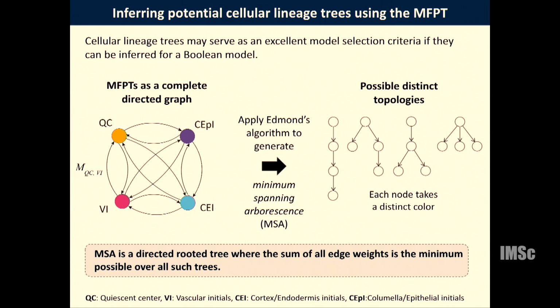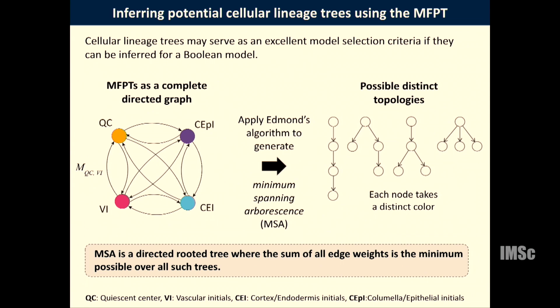So, the MFPT also has the following advantage. We had these 4 cell types, and you can compute the mean first passage time between any of the transitions between these 4 states, okay? And then you have a directed network, where what I have not shown is that the ease of transition from QC to CEPL is not going to be the same as CEPL to QC. So they will have different weights on these edges.